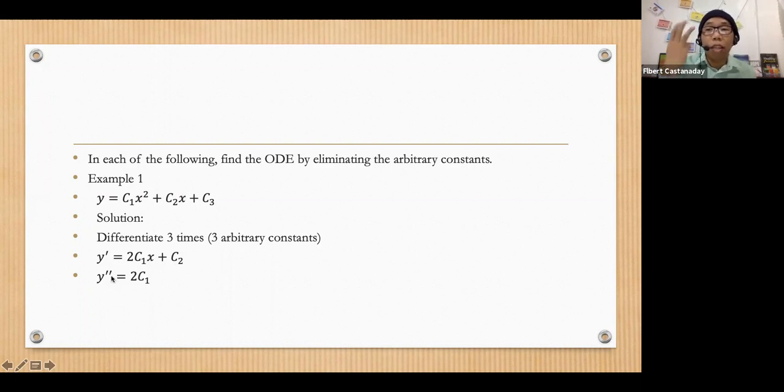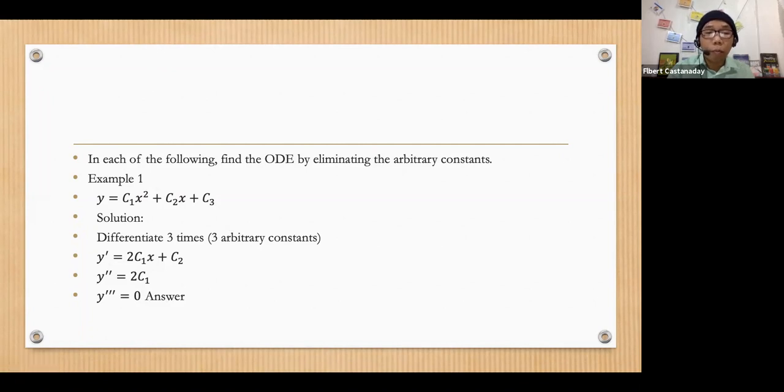Now, since there are 3 arbitrary constants, I should differentiate this for the third time. The derivative of y double prime is y triple prime, and the derivative of a constant on the right-hand side of the equation is 0. So after differentiating the given equation 3 times, I was able to obtain the differential equation. You can no longer see any arbitrary constants here, so this is now my answer, or my ODE, for this given equation.